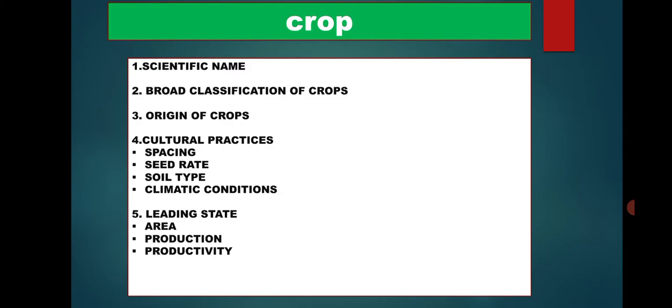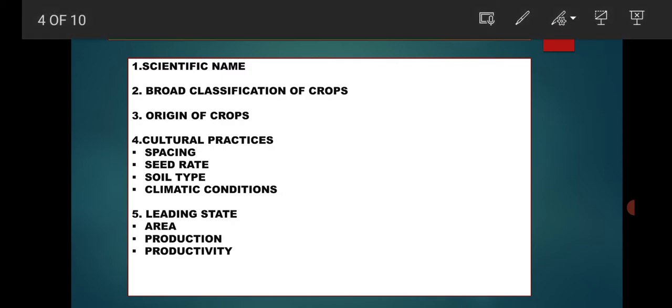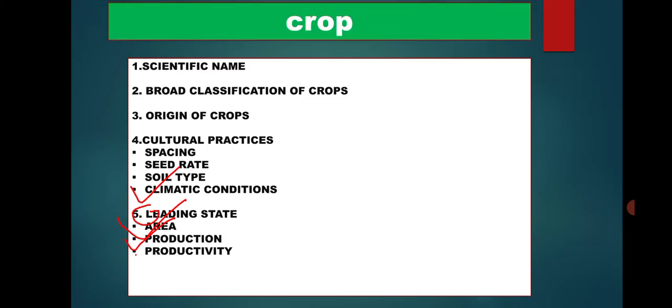Next comes the cultural part, which includes spacing, seed rate, soil type, and climatic condition. In cultural practices you can expect direct questions; 1 to 2 questions will be asked directly from these. You need to remember spacing, which is very important, seed rate, which is also very important, and climatic condition, also very important. Then comes leading state. When you are preparing any crop, you should know where it is grown, area wise, production and productivity. This is also very important to remember.